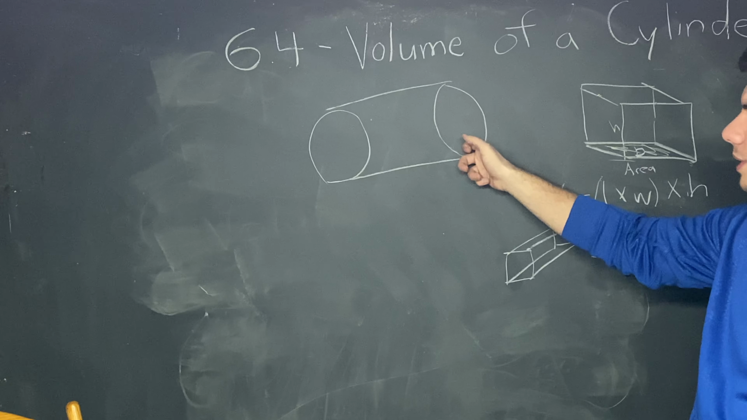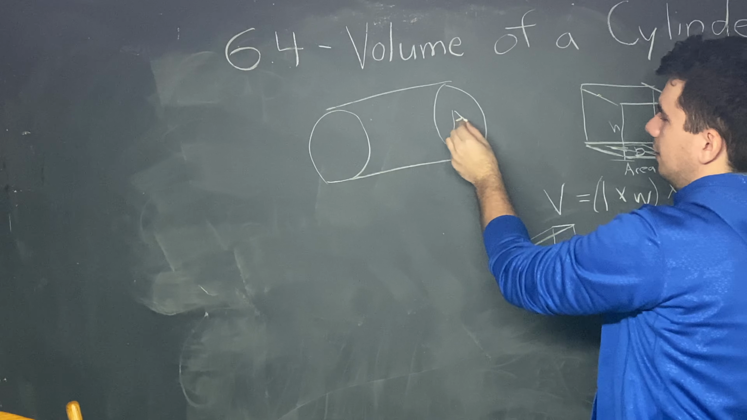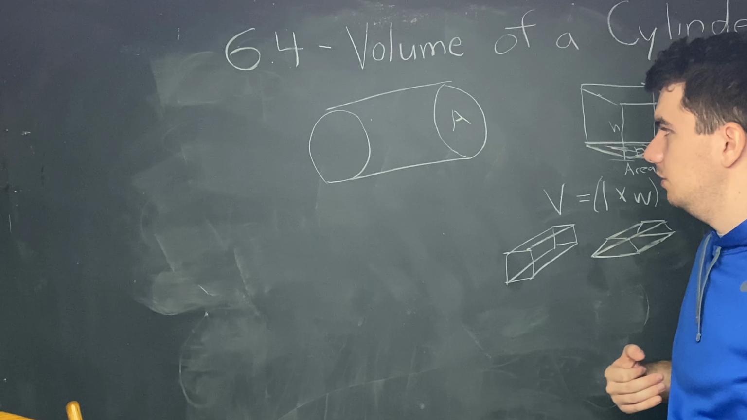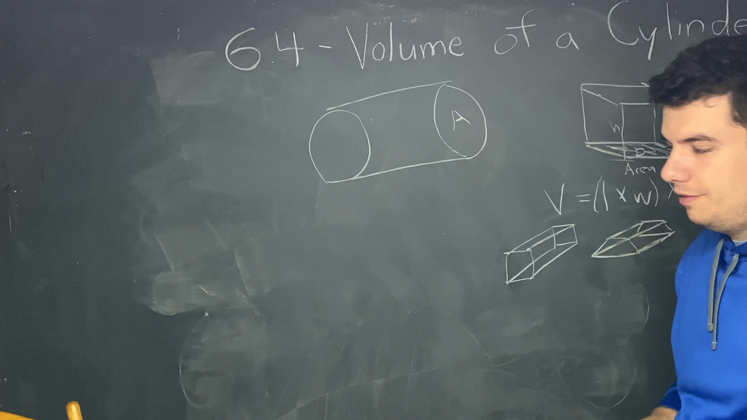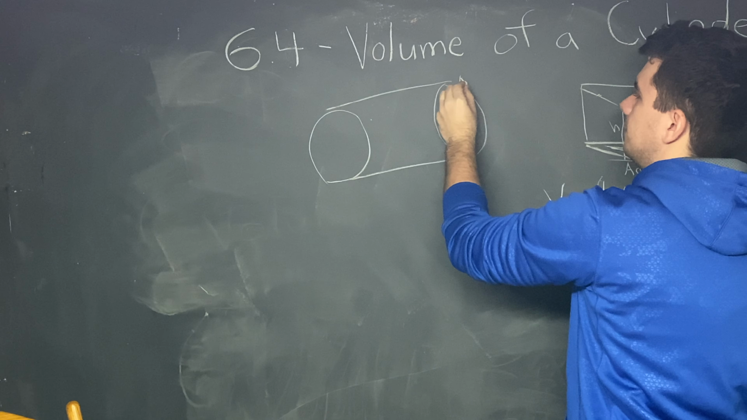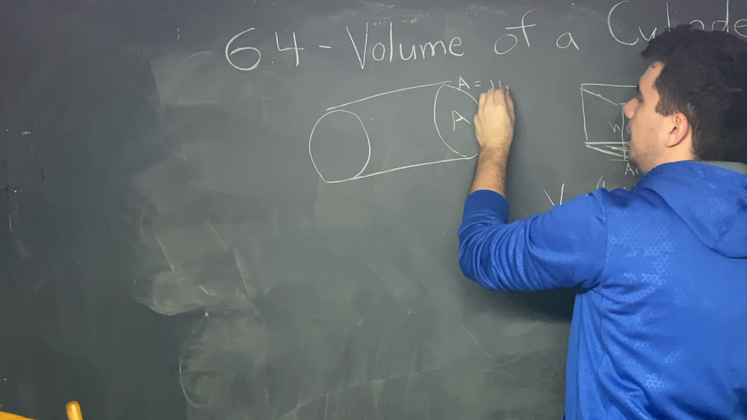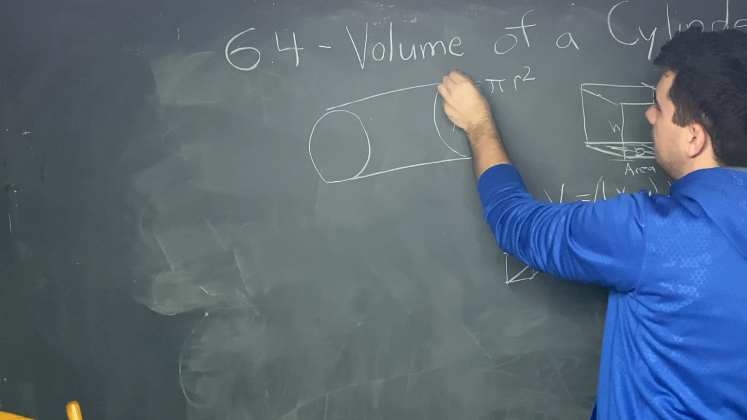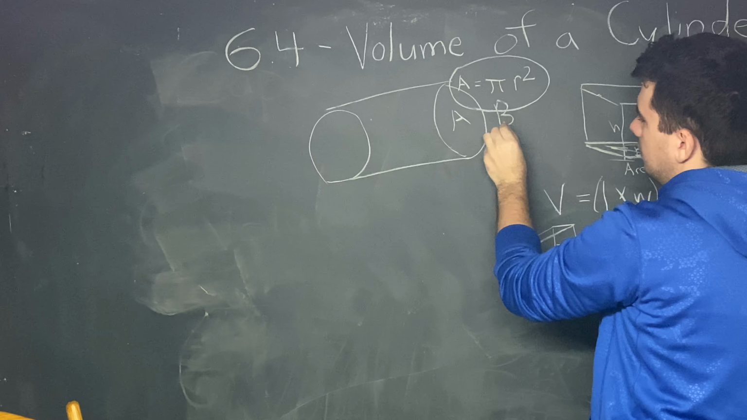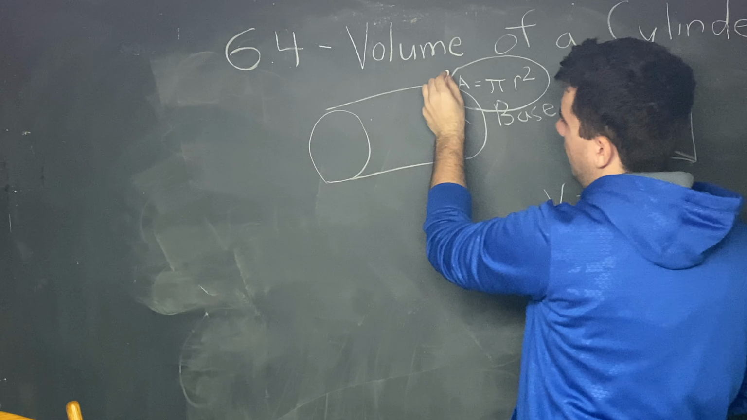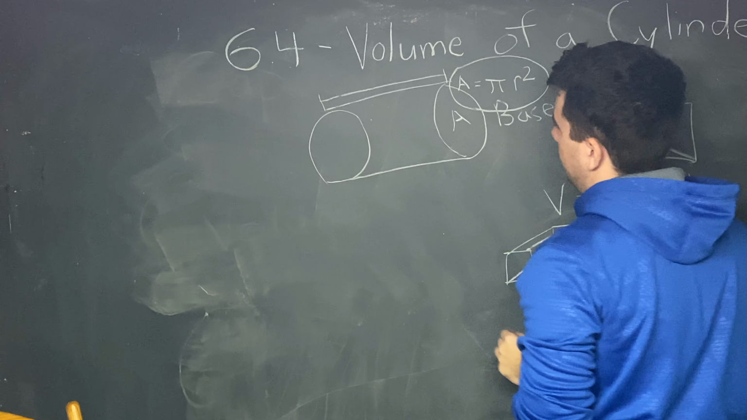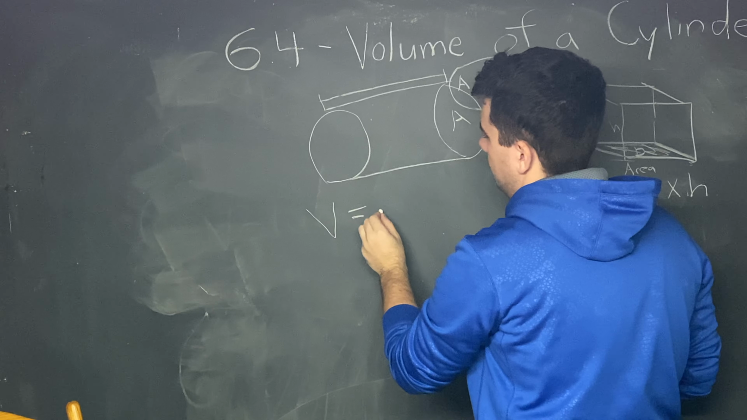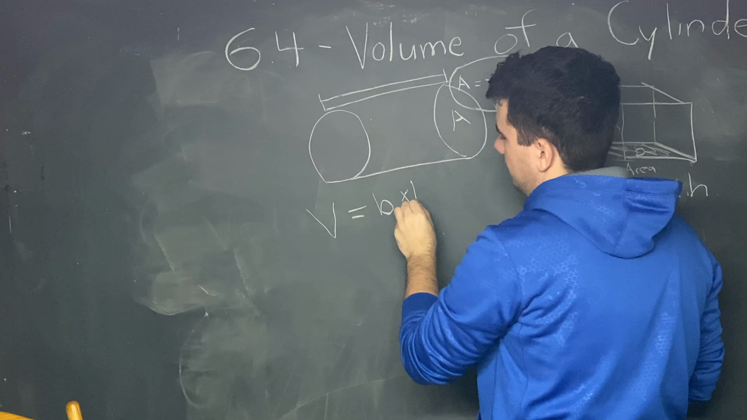So what we have to do first is figure out the area of one of the circles. So let's think back to one of our previous lessons when we were finding the area of a circle. When we found the area of the circle, we knew that area was equal to pi times the radius squared. So this would be our base, and we multiplied that by the height of the cylinder, we could come up with the formula volume is equal to base times height.